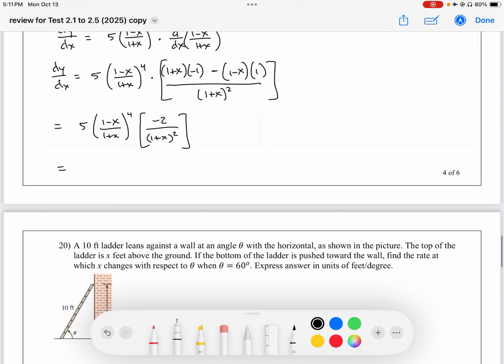I can multiply the 5 and the negative 2 and get negative 10. And then I'm just going to write it as negative 10 times 1 minus x to the fourth power divided by 1 plus x to the sixth power. That's because I have 4 of them here and 2 more here. So that might be a good way to write dy dx.